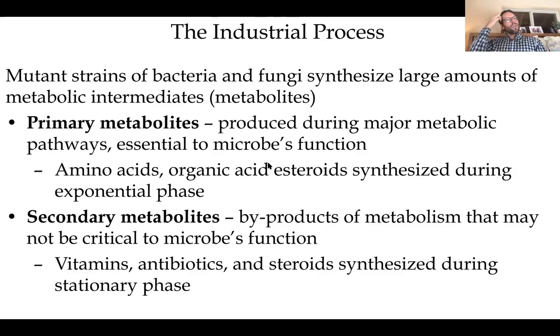How do we go about doing this? Typically, we genetically engineer bacteria or fungus to produce large amounts of a certain metabolite. And it can be a primary metabolite or a secondary metabolite. Well, what's the difference? Primary metabolites are produced during that major metabolic process, okay? It's essential to the microbe's function.